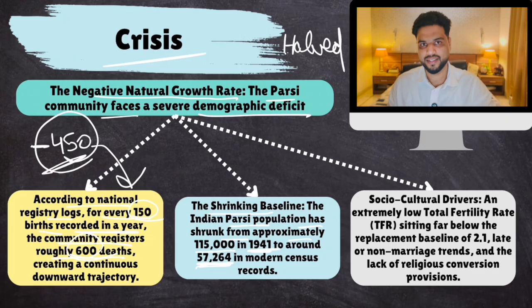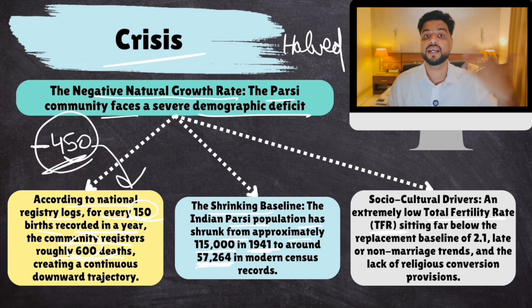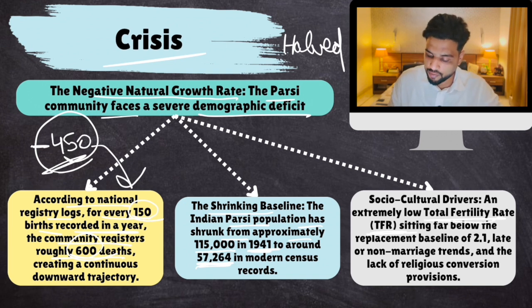Okay, and what are the reasons? First of all, low total fertility rate. Parsi women marry really late, sometimes past their reproductive age. So the total fertility rate is way below replacement levels. Sometimes they don't marry at all. Okay, the marriage trend is declining.